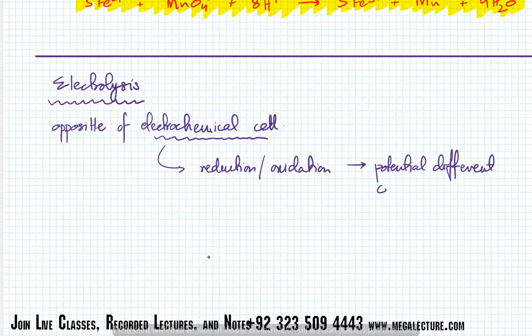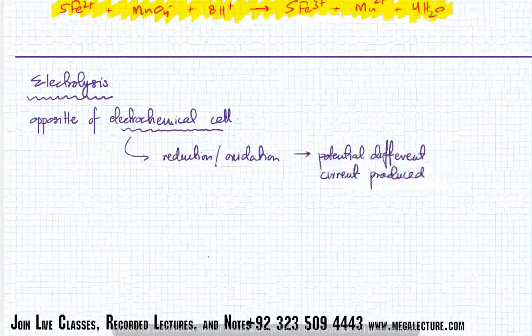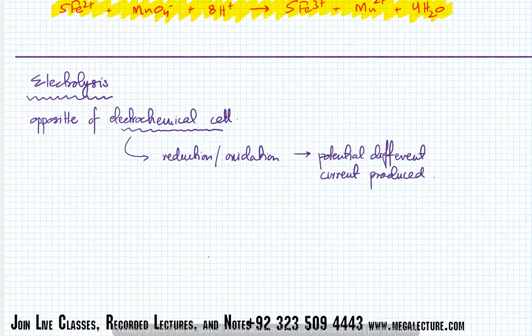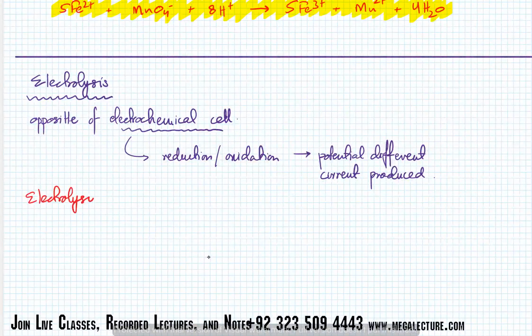And because of the voltage difference, there's going to be a current produced. Electrons will flow from one side to the other side. Okay, Varda, is this clear? Yep. Now electrolysis. What is electrolysis then? Electrolysis by definition is the decomposition of an electrolyte by passing current.